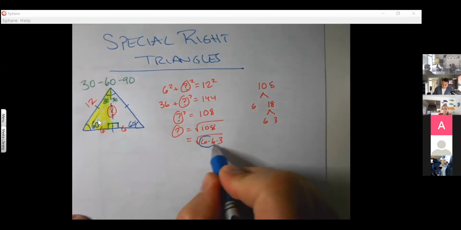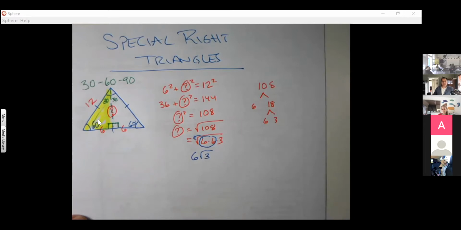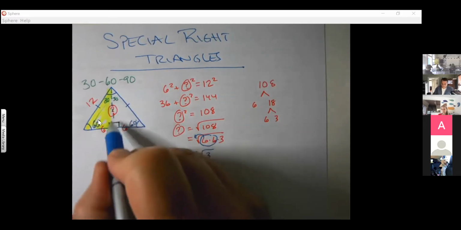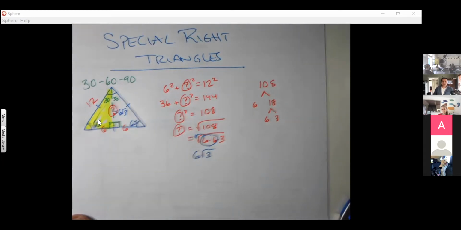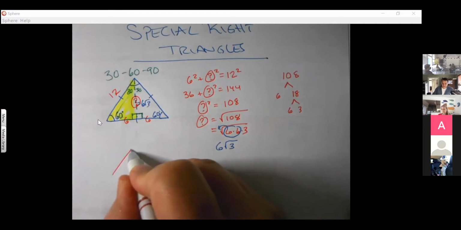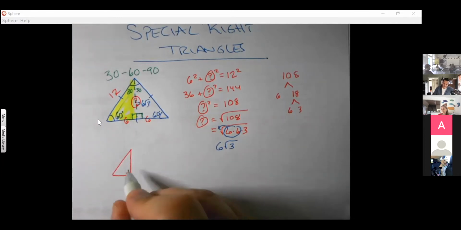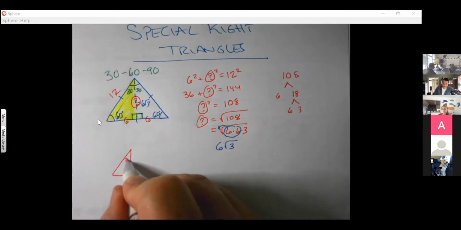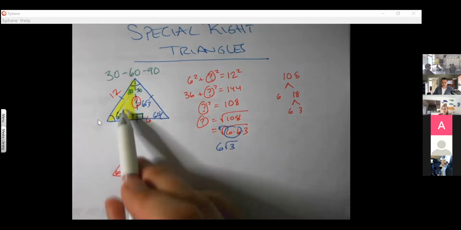Well, the 6 pairs up, don't they? Come on the outside, and I get 6 root 3. In other words, this height here is 6 root 3. Well, it turns out that based on what you guys have learned with your similar triangles, what if I have another triangle here that's also a 30, 60, 90 triangle? What do you know about this triangle and that triangle?